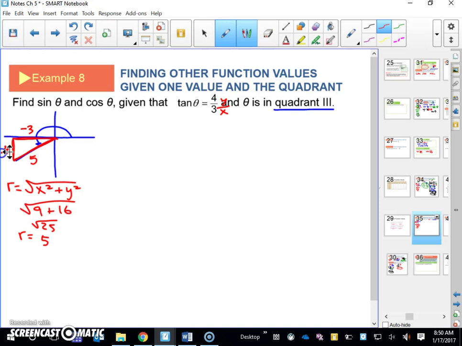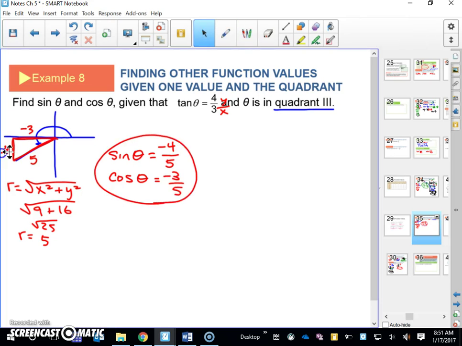Okay? So as soon as I see that, I ought to be able to get sine theta. Sine theta is y over r, right? Y over r. The y value was negative 4 because it's downstairs, and r was 5. Then we also need cosine theta. Cosine theta is x over r. X over r, that's going to be negative 3/5.